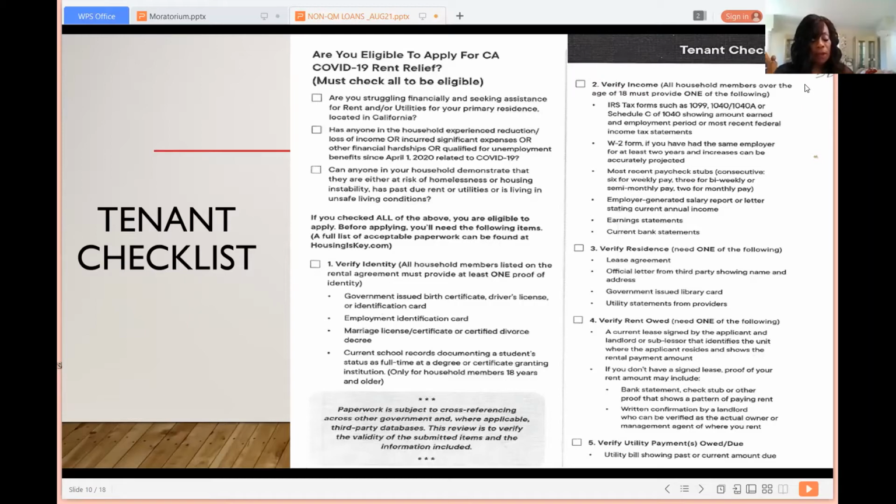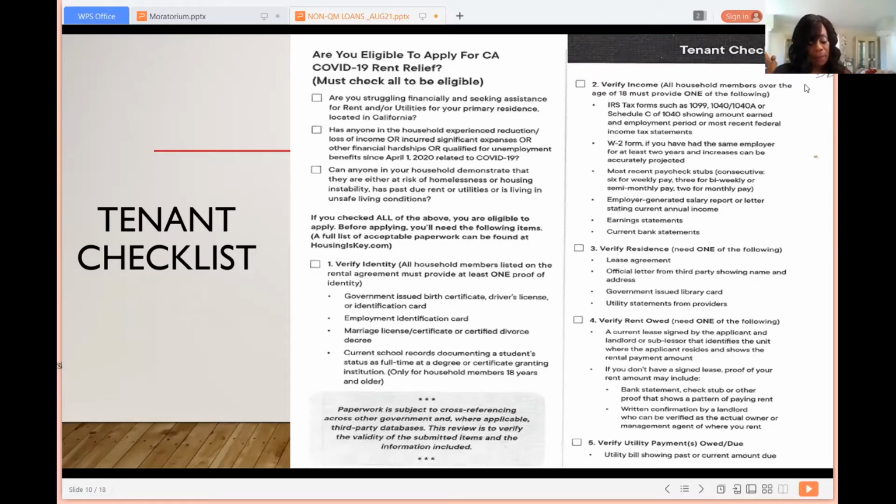Number 3, verify your residence. You're going to need that lease agreement again, or some kind of agreement that you had with the landlord or the person you're living with, that it was okay to live on that premises. Stating current annual income. Earning statements or current bank statements would verify income. Any of those items is fine.